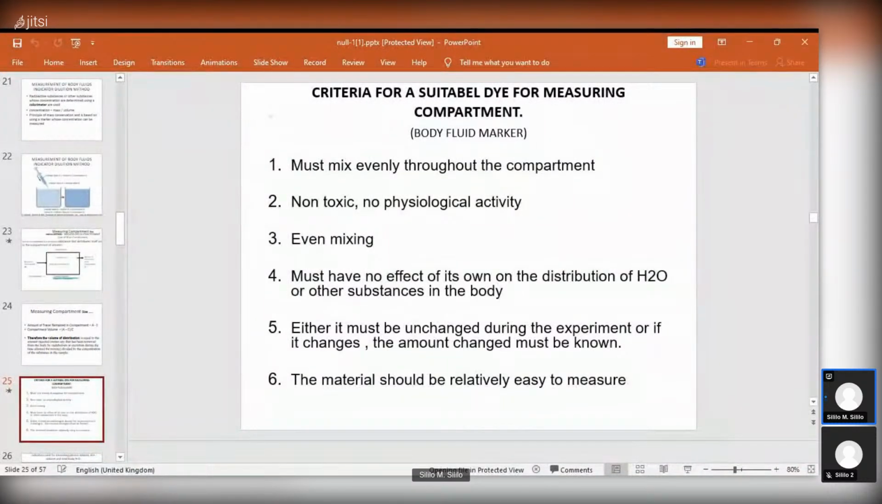It must be unchanged during the experiment. Remember, its concentration. We are basically putting a fluid into your body. That fluid gets diluted, so that dilution concentration should remain the same throughout the experiment. Why? Because we are using concentration to calculate the volume. Of course, the material that should be used should be relatively easy to measure. The next slide, please.